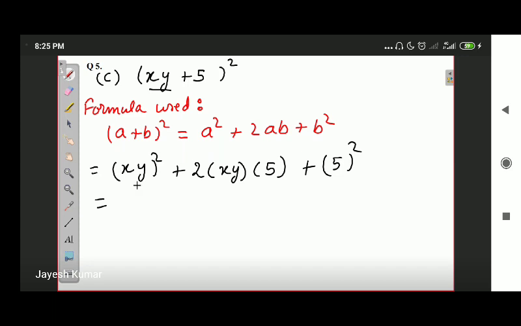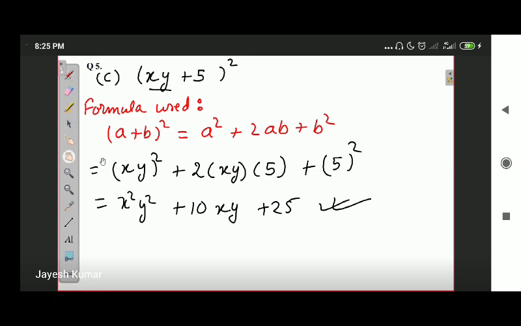As we already discussed earlier, (pq) whole square is p square q square. In the same manner, (xy) whole square is x square y square, plus 2 5s are 10 xy, plus 5 square is 25. So this is the expansion of C part. Similarly, we can do the D part.